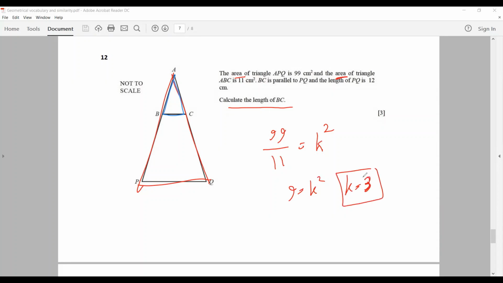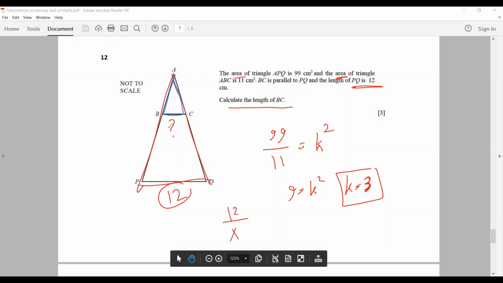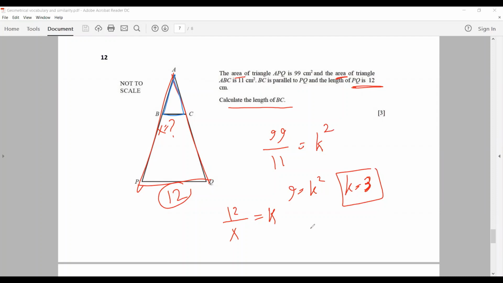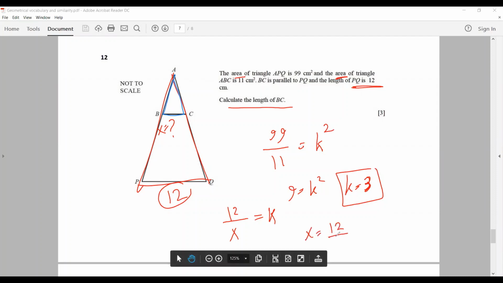Now that we know k, we can find the length. This is 2D, so there is no volume. It should be length. Now, PQ is 12. How much is this one? So remember, we divided the bigger one over the smaller one, so I do the same thing here. 12 over x, if this is x, BC, should be equal to k, not k squared. And k is 3. So x is 12 divided by 3, right? k goes down, x goes up. So you're left with 12 over 3, and the final answer is 4 cm.